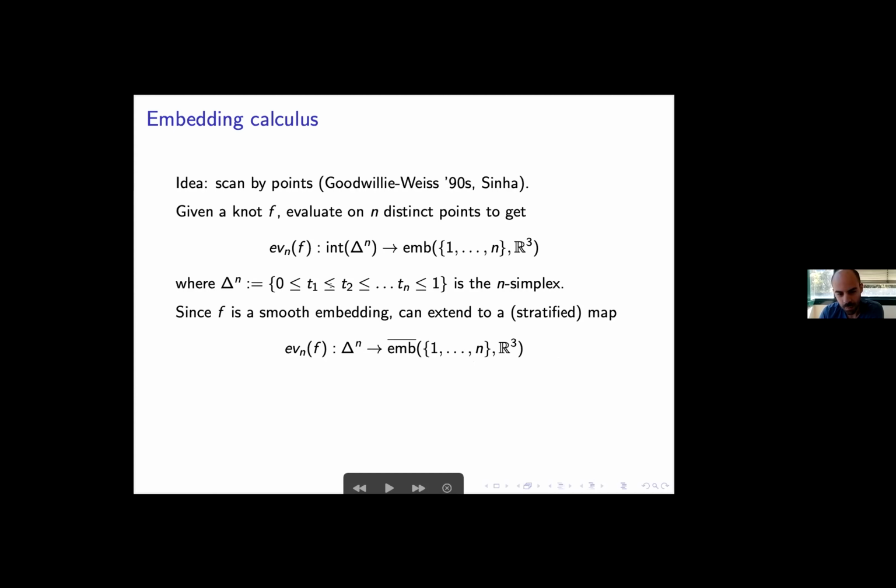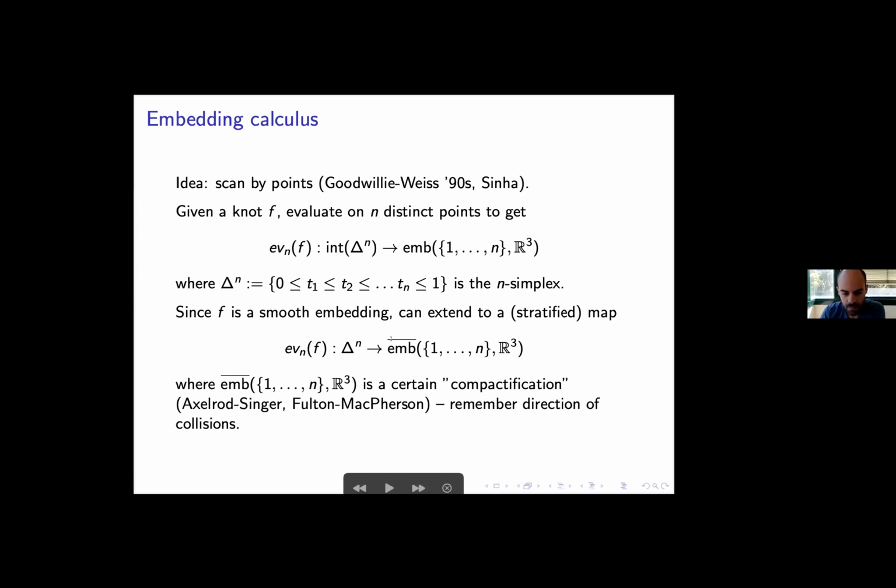So the boundary corresponds to points colliding on the interval, right? So you're adding the boundary to the simplex, then you also have to enlarge the space of configurations a little bit to keep track of directions when points collide. So that's this bar here. That's a certain compactification of the space of configurations. Okay, so you include this space in a larger space, and you take a sort of closure that allows you to keep track of collision directions.